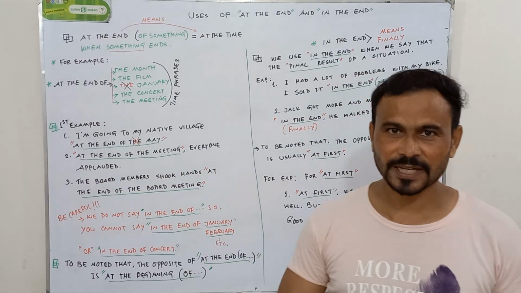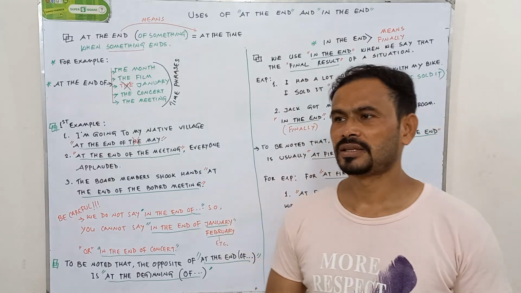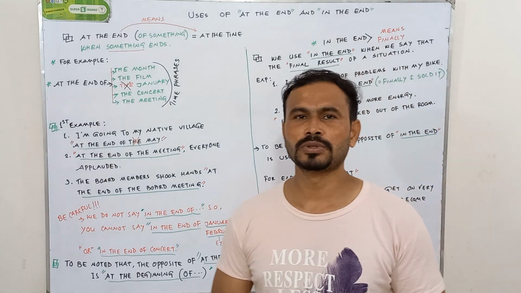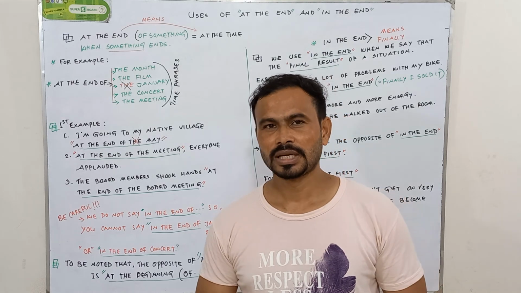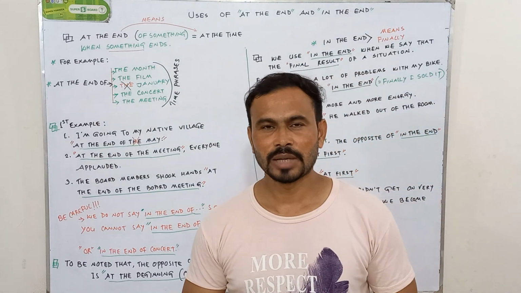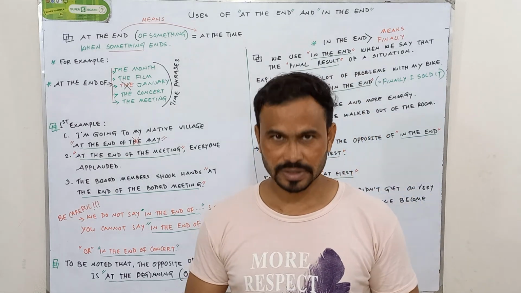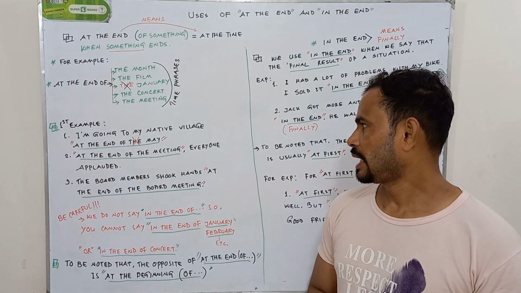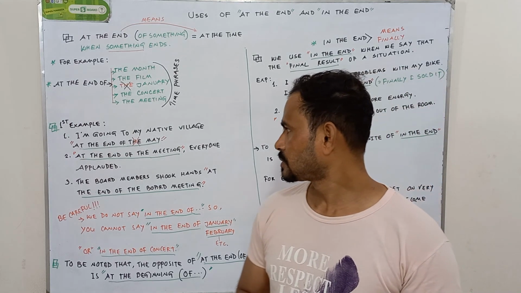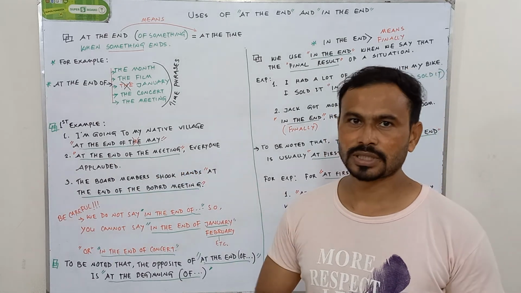What does this sentence mean? Generally, we see in a meeting, a lot of people are present there, and they talk to each other about various matters. Okay, and at the end of the meeting, everyone applauded.